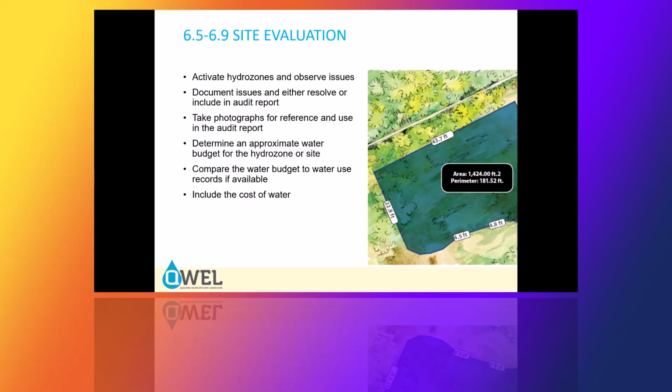So when you are on site, you want to activate each hydrozone and observe any issues that might impact the system performance. The whole purpose of activating the hydrozones is to quickly check the overall condition of the system. Irrigation issues should be noted and either resolved during the system tune-up or noted in the audit report. Making an inventory of existing issues can be helpful to build a case for repairs and upgrades. So the more issues you can note, if things are really out of whack, it's helpful to record those so that you can encourage the owner to make proper adjustments.